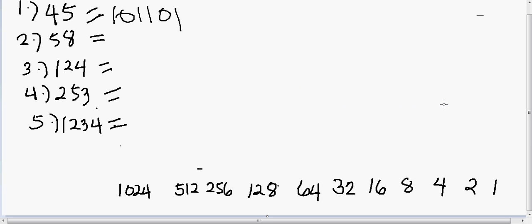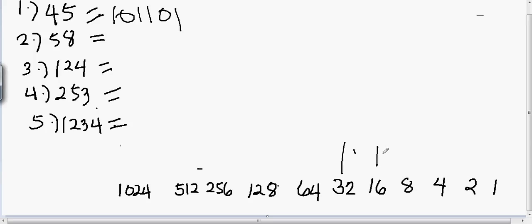Right. So next is 58. Again, we will think of the numbers which we could use to derive 58. Again, the highest number we could use is 32. What other number? We cannot use 16 because we'll go over 58. Okay, let me just check. So 48. Oh, we could use 16. Let me just delete this.